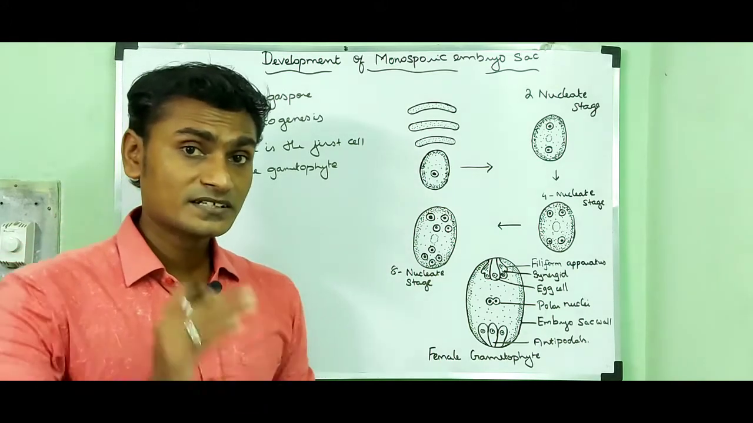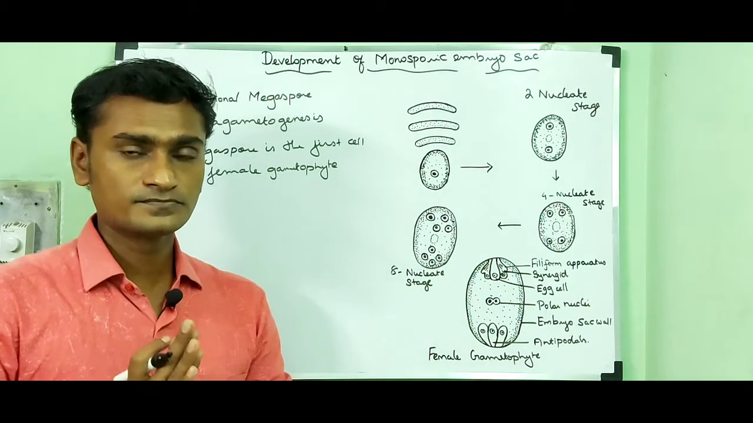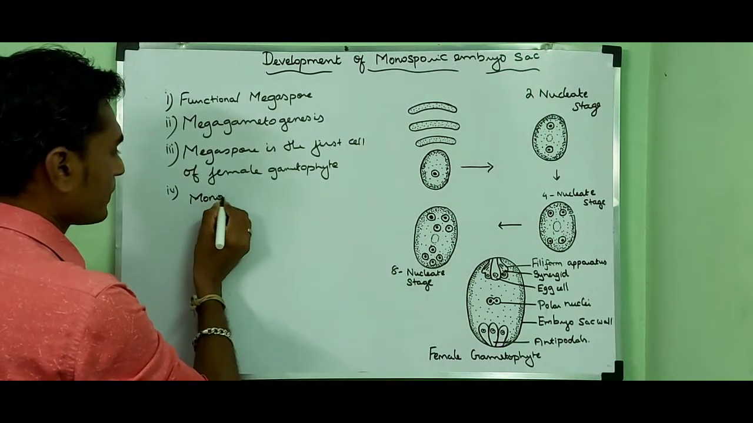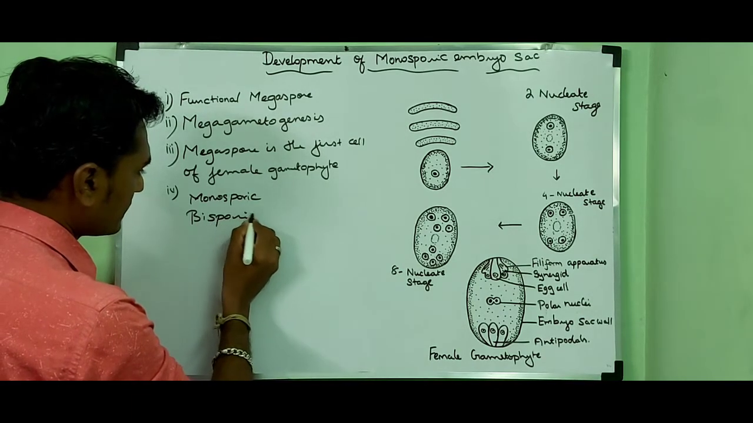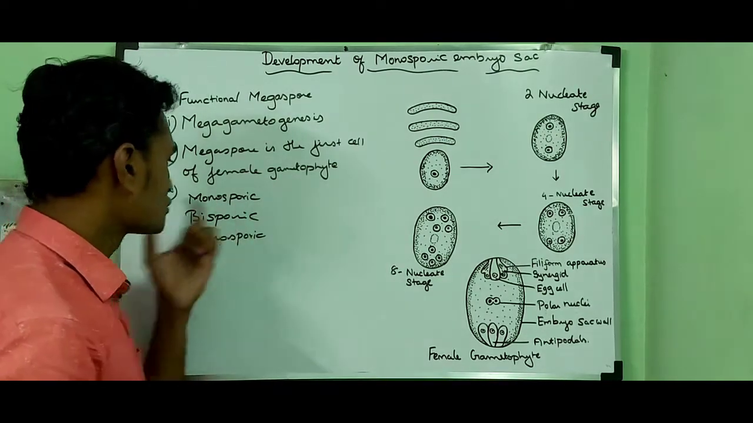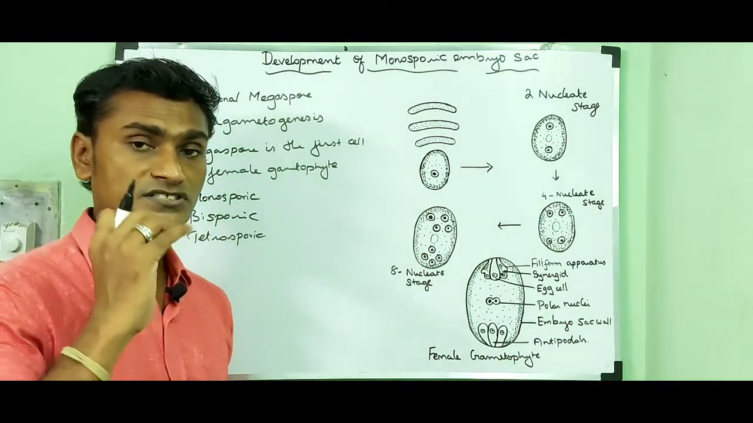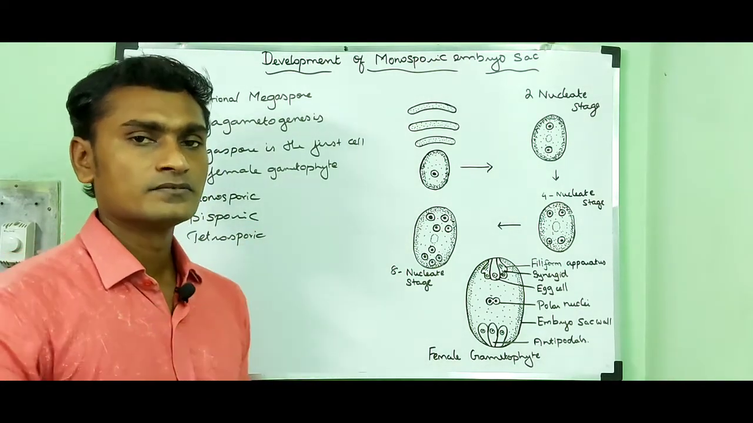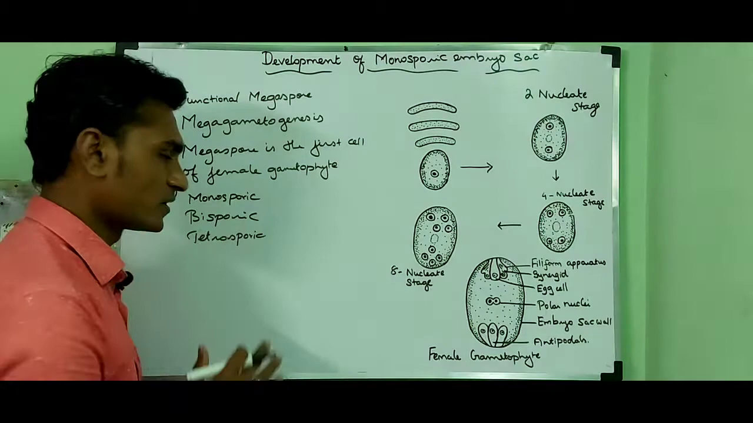Based on the number of megaspores that develop into an embryo sac, we have three types of embryo sac: monosporic, bisporic, and tetrasporic. Monosporic means the embryo sac is developed from one functional megaspore. The remaining three megaspores degenerate, and that type of embryo sac is called a monosporic embryo sac.